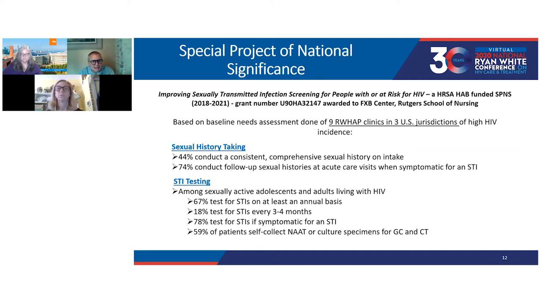For STI testing, 67% reported testing at least on an annual basis. 18% test for STIs every 3 to 4 months among those at greatest risk. And that's what the national recommendations are for. So that 18% should be 100%.